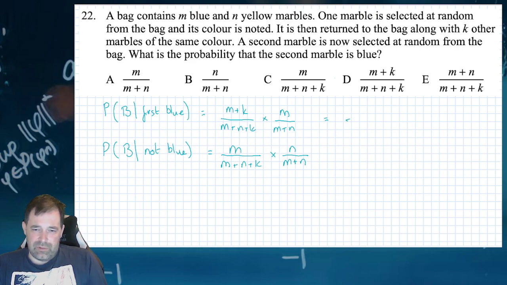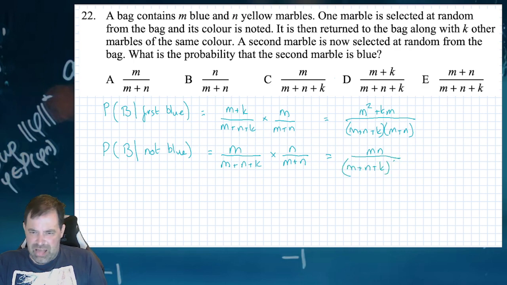So we're going to get (m plus n plus k) times (m plus n) over (m squared plus km), and then I'm going to add this one, so we're going to get mn over (m plus n plus k)... and oh, this is going to cancel out, yes, so there's going to be no k. So adding those two together, I'm running out of space here, so it's effectively the probability it's blue is those two added together.